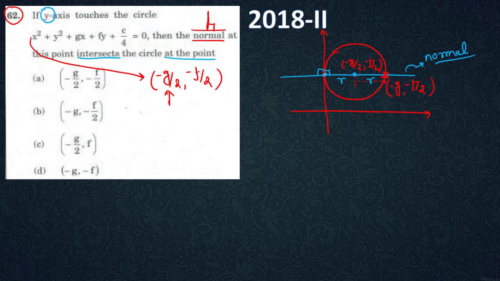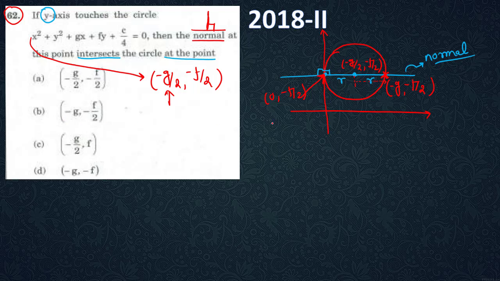So if the examiner asks you the coordinate of this point of intersection, what will you say? It is 0 comma minus f by 2. It's very easy yaar. We have not used even a single formula. What we have used is this concept: if the circle is touching the y-axis, then the x coordinate of the center is the radius. Okay, that's it. This ends.